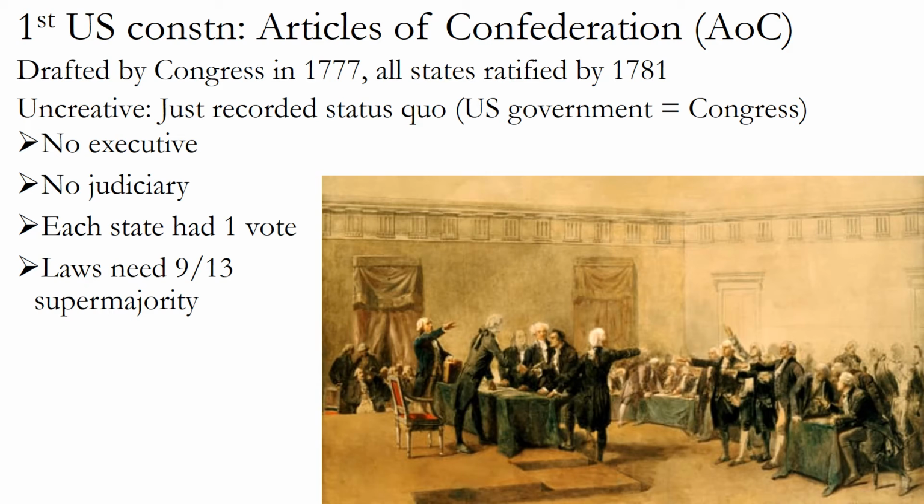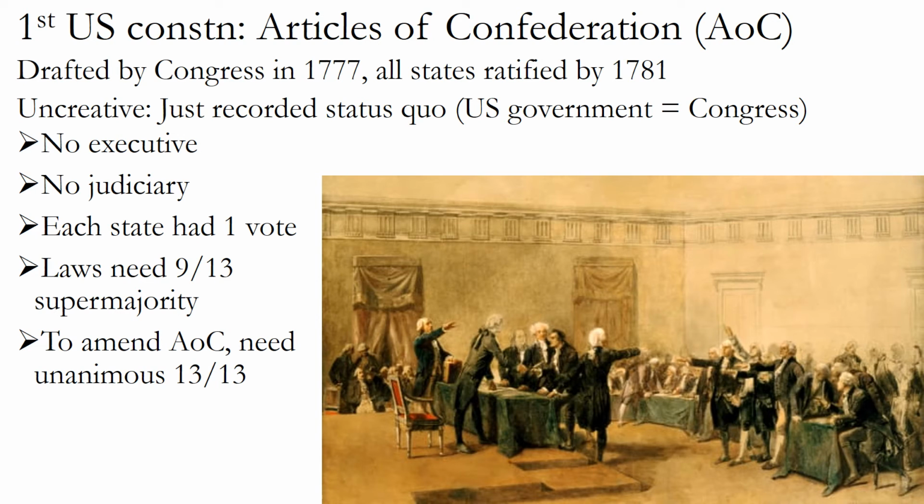Making decisions in Congress was hard because a simple majority, 7 out of 13, was not enough to make a major decision. Laws required a 9 out of 13 supermajority, which was hard to get. So this makes it difficult for the Congress to make good decisions in wartime under the Articles of Confederation.